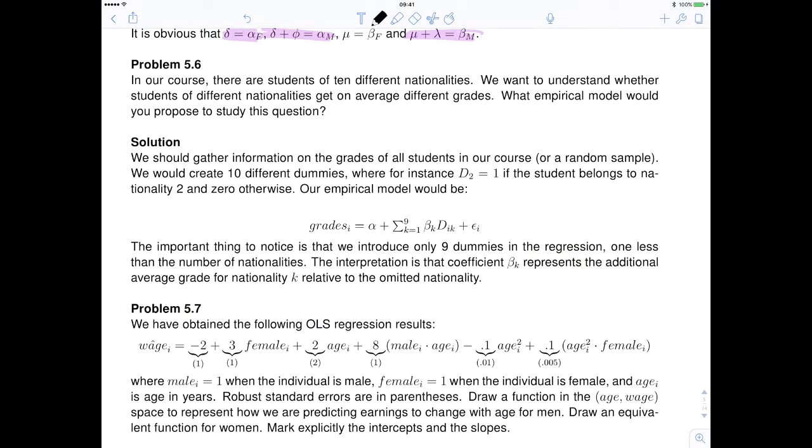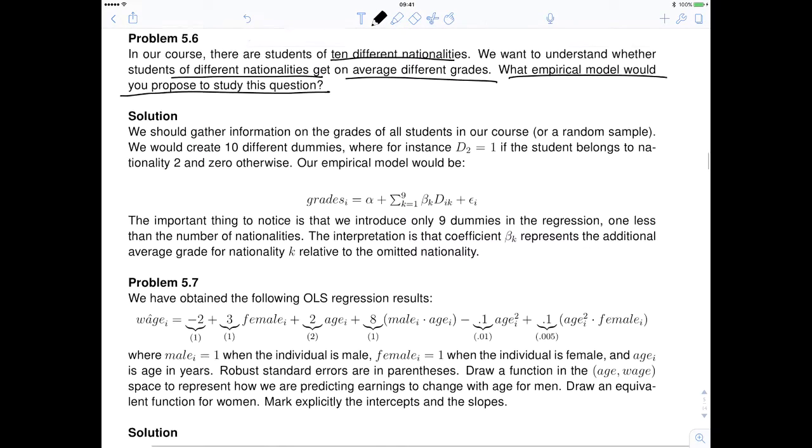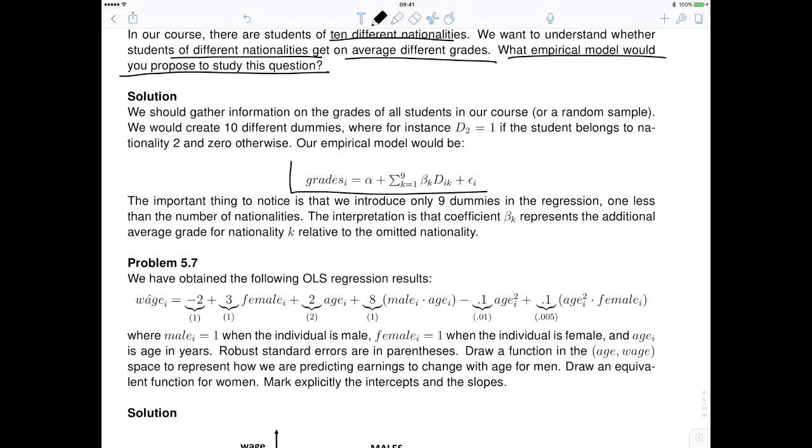In our course, there are students of 10 different nationalities. We want to understand whether students of different nationalities get on average different grades. What empirical model would you propose to study this question? How many nationalities? 10. How many dummy variables? 9. So k goes from 1 to 9.